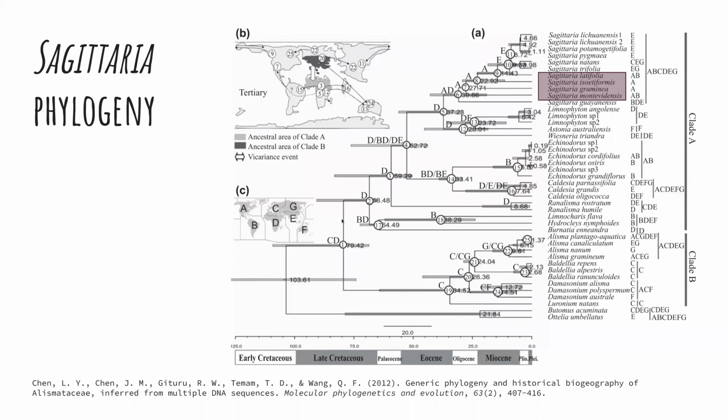Found one paper from 2012 that looked at the phylogeny. This was an attempt to understand the phylogeny of the family Alismataceae. So I've highlighted the local Sagittaria species on the right side here. These are the geographic ranges. And A there, as you can see in the map, is North America, B is South America. So species found in North America are in A there. Sagittaria isoetiformis, we didn't talk about that one, but that one's also in North America. So there's some that are found in more southern latitudes in the United States, and that's one of them.